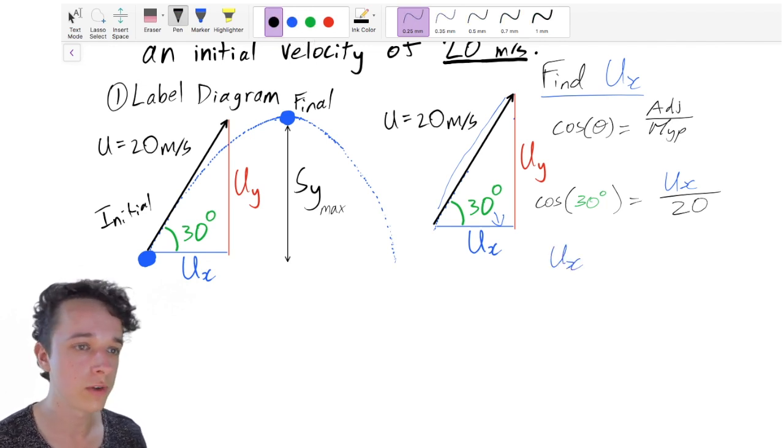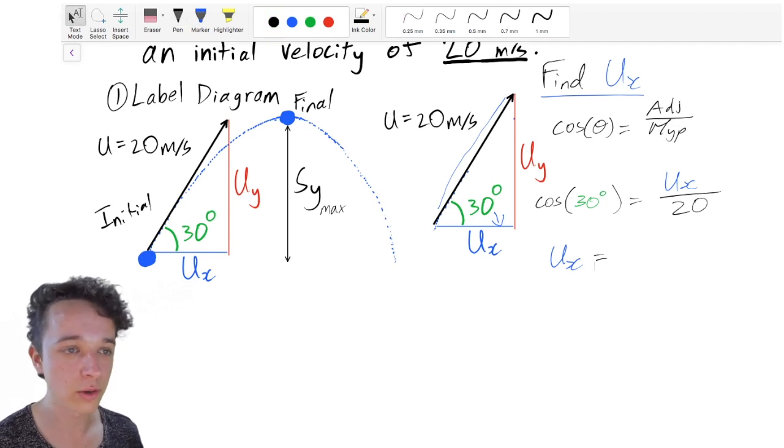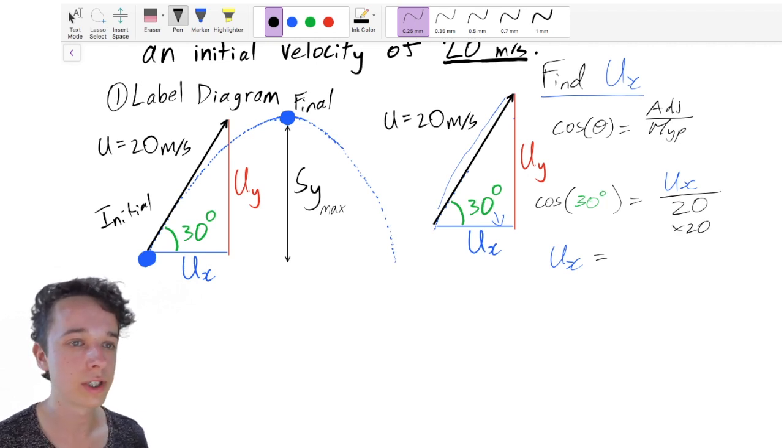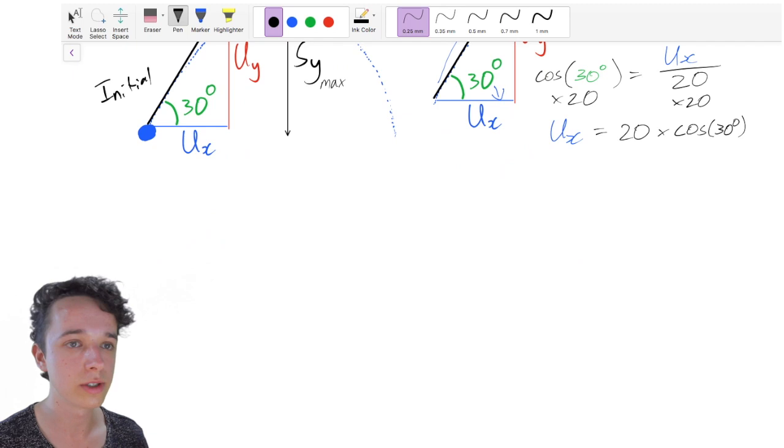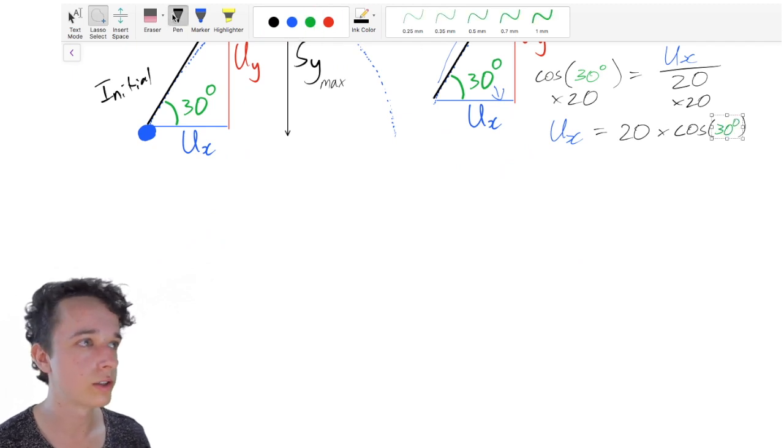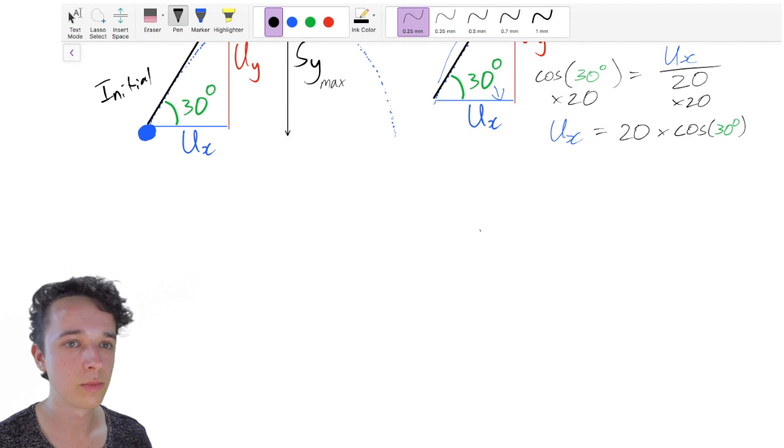And so now we want to get u of x on its own. We want an expression for u of x on its own. So right now, the u of x is being divided by 20. So in order to isolate u of x, we need to do the opposite operation to dividing. So we need to multiply this side by 20 to get the 20s to cancel out. But if we do something to one side of the equation, we have to do it to the other side as well. So we multiply this side by 20 as well. So then we're left with u of x equals 20 times cos of 30 degrees. And let's make that green just to keep it in line with previous tradition.